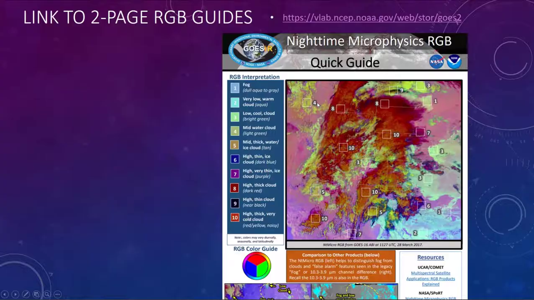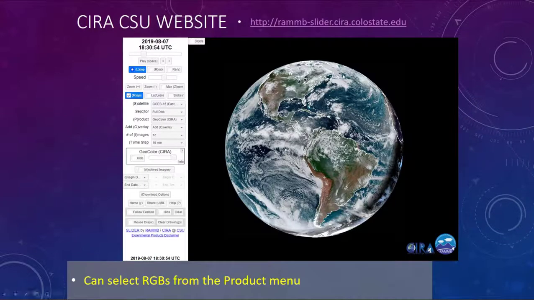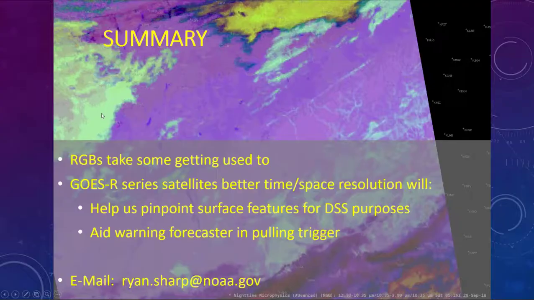And I'll just show you this quick link to those RGB guides showing you what each of the different colors means, and there's one of these for each of the different RGBs that are available in AWIPS. And if you wanted to show somebody that's outside of the Weather Service network, there is a public-facing web page here with Colorado State, and you just pick your product, you pick your sector, and it shows all the various things that are available. And so that's really useful there.